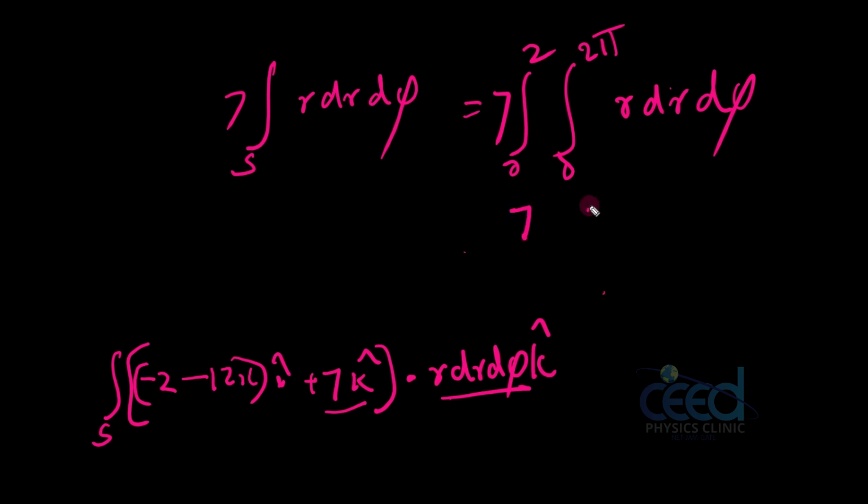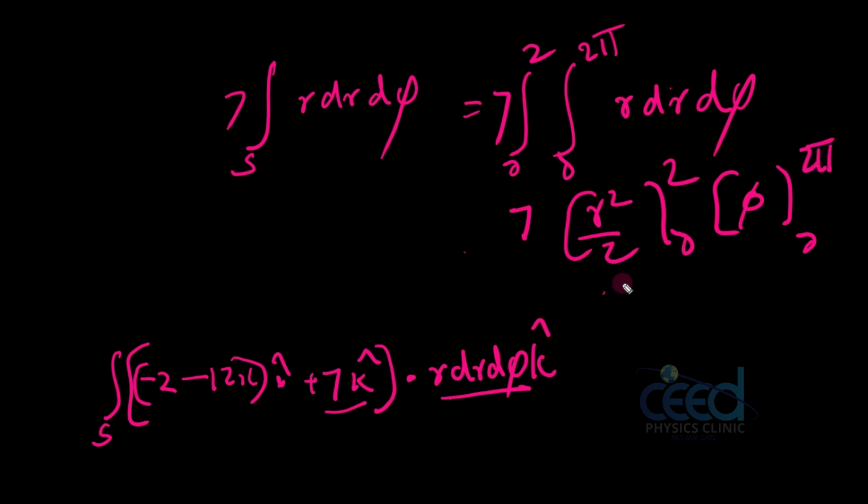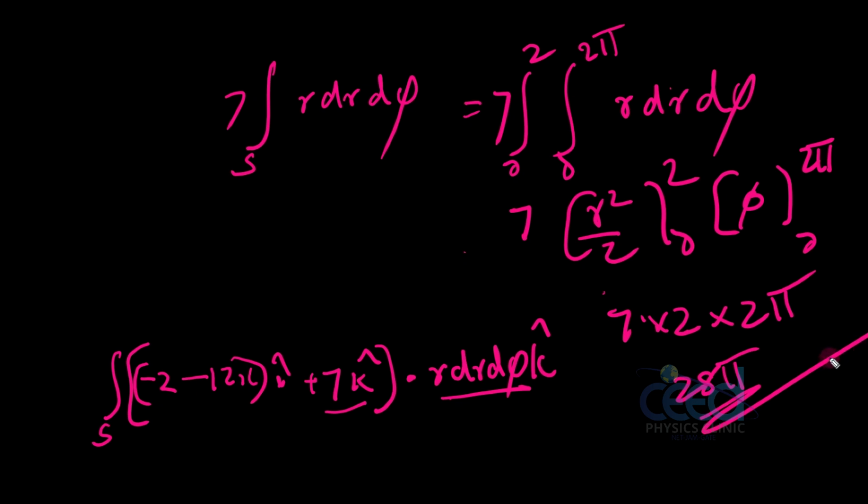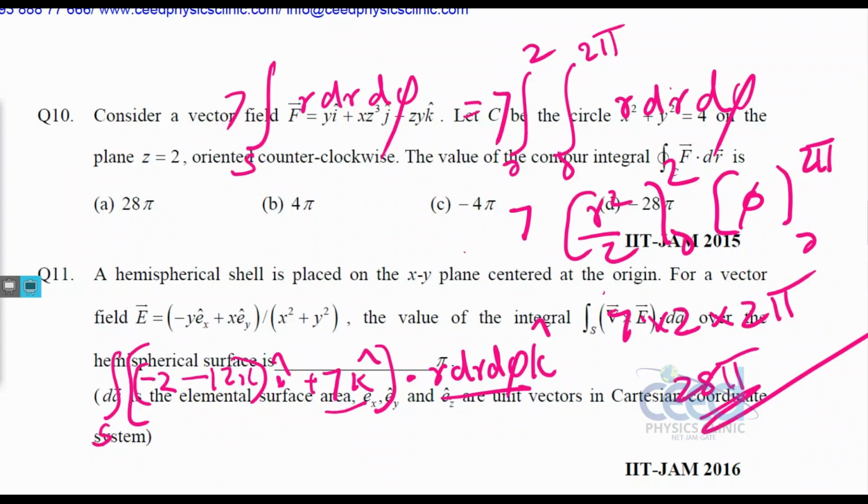So 7 into r squared by 2, from 0 to 2, and integrating d phi from 0 to 2 pi. So 7 into 4 by 2, that is 2, into 2 pi, that is 4 into 7, which is 28 pi. So this will be the answer. Yes, we have 28 pi, A is the option.